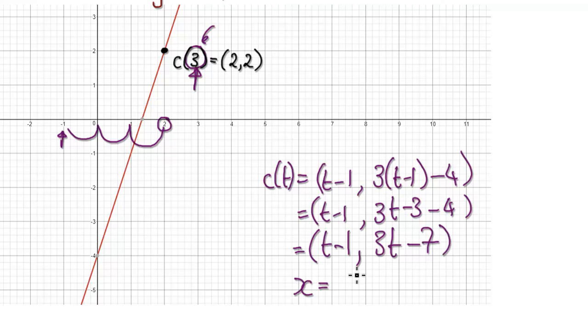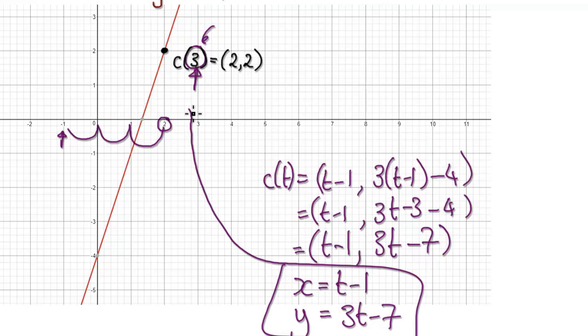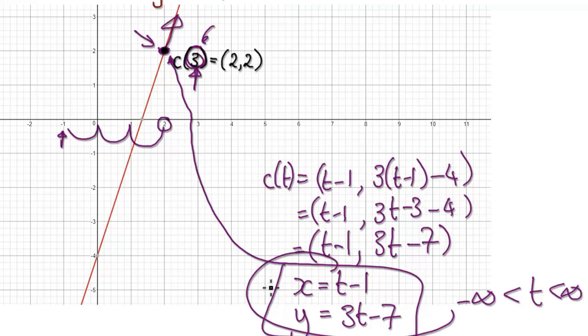So x equals t minus 1, and then y equals 3t minus 7. Okay, so these are your parametric equations for this particle. After 3 seconds it will be here, and it moves here, and it will have the domain of negative infinity to infinity. So this is your final answer.